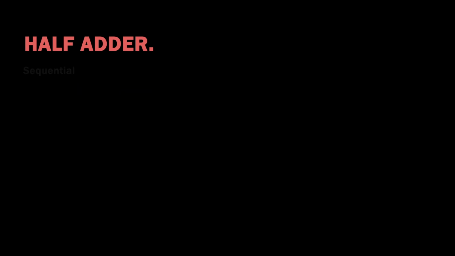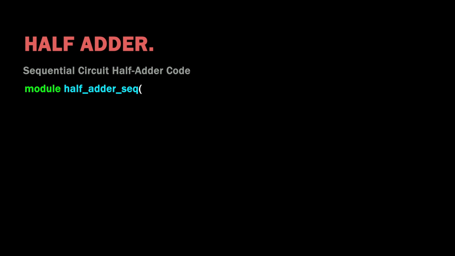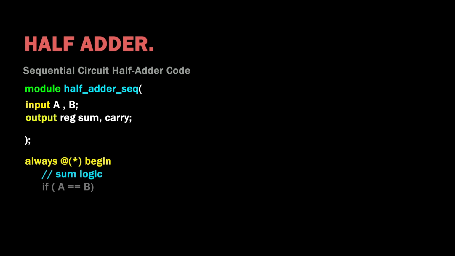Now we will see the half adder code using if else statement. Similarly, we will declare the module, then the inputs A and B and outputs sum and carry. Both outputs are declared as reg because we are updating them inside an always block. Then we will begin the always block. This block monitors changes in the inputs. When A or B change, the block executes.